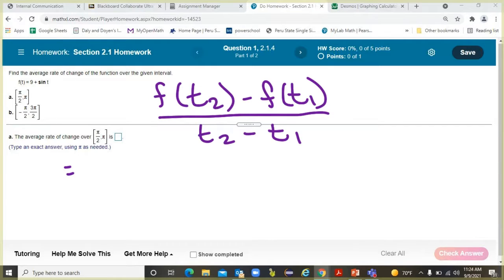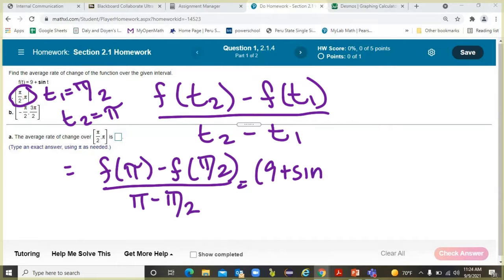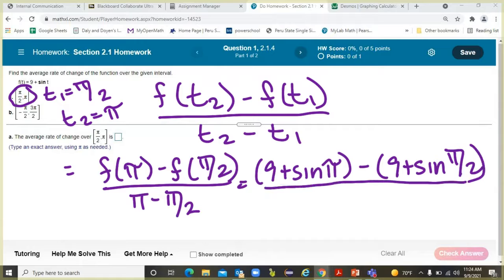So in this case, notice this is an interval. The start of my interval is pi over 2, and the end of my interval is pi. So I'm just going to do the first one here, and you guys can do the second one. All right, so let's just plug these things in. We've got f of pi minus f of pi over 2, divided by pi minus pi over 2. I'm plugging this into 9 plus sine. So there's our f of pi minus 9 plus the sine of pi over 2, divided by pi minus pi over 2, which would be pi over 2.